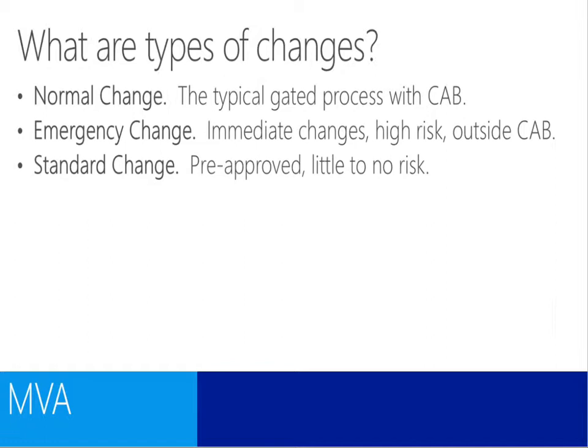Now, another type of change that fits right in between those two, between normal and standard, is emergency change. Emergency change is for a company that doesn't have change management. Emergency change is basically how you guys do changes today. So emergency change is, I'm going to make this change now. I have no idea what the impact is going to be, or at least I haven't planned what the impact is going to be, and it's going to happen outside of a CAB.